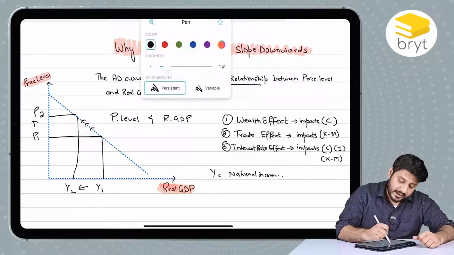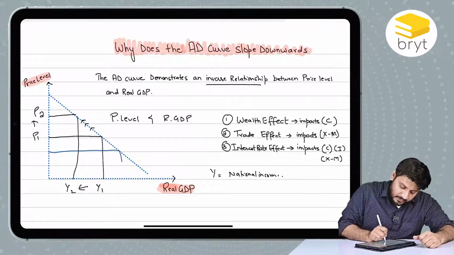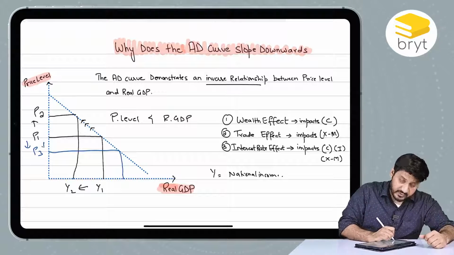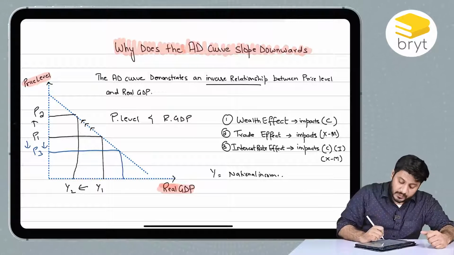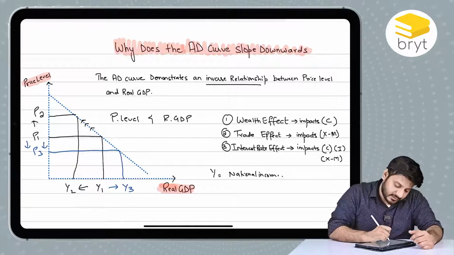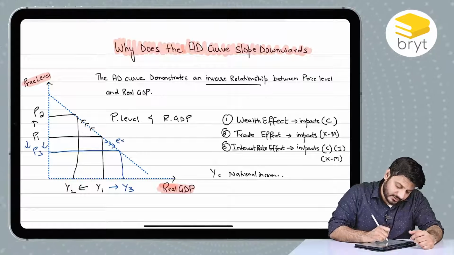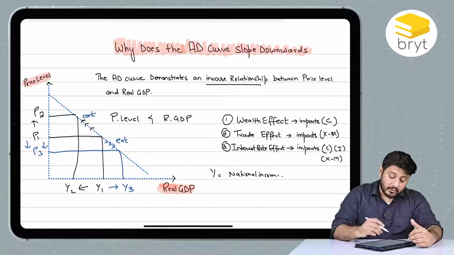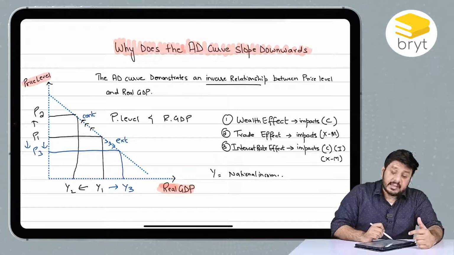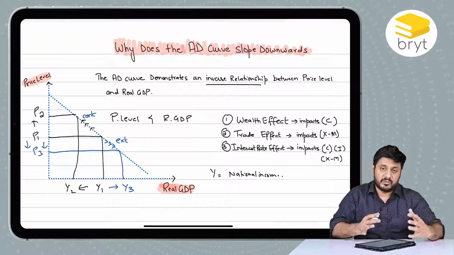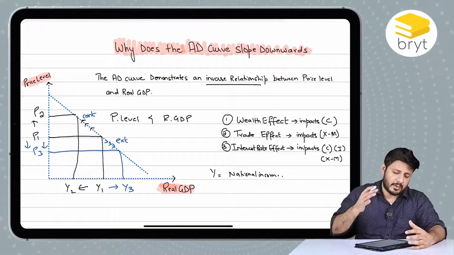On the other hand, if price level goes down, let's say inflation decreases in the economy from P1 to P3, your real GDP, that is your national income, extends from Y1 to Y3. So your aggregate demand curve is extending, and this represents an extension in aggregate demand, while the earlier case represented a contraction in aggregate demand. From this diagram, we can clearly see that there is an inverse relationship between the price level and the real GDP, which is demonstrated through a downward sloping aggregate demand curve.